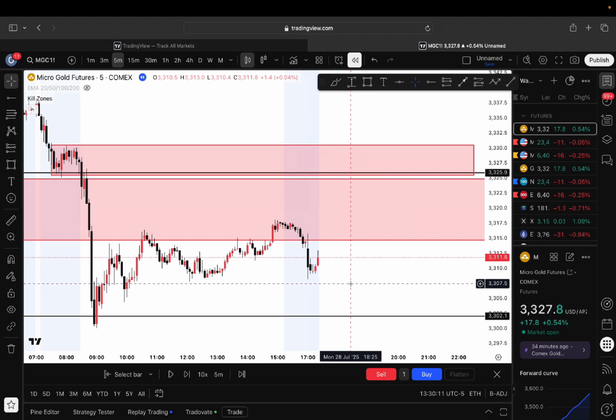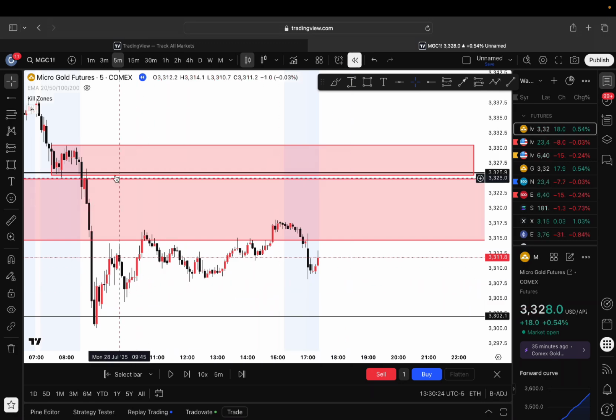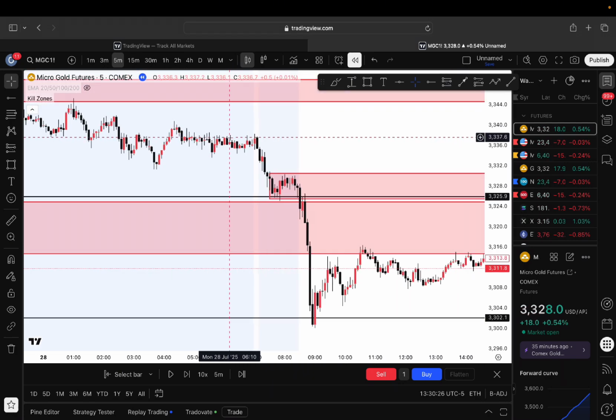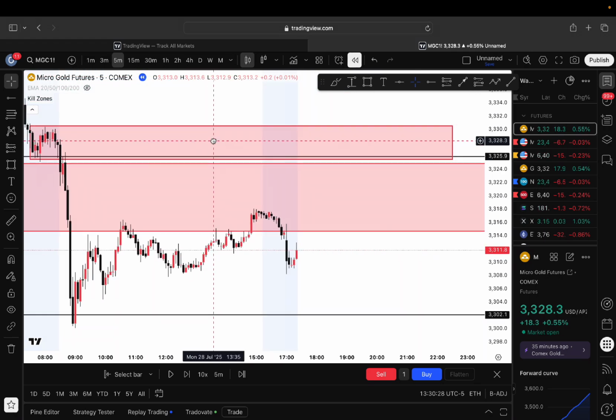So first things first, you want to mark the daily low and daily high, where price is bouncing off of supply and demand. Also, you want to see a gap in between your zone.